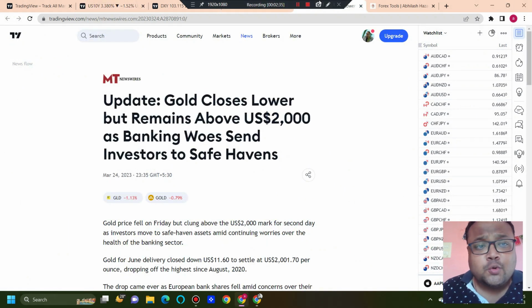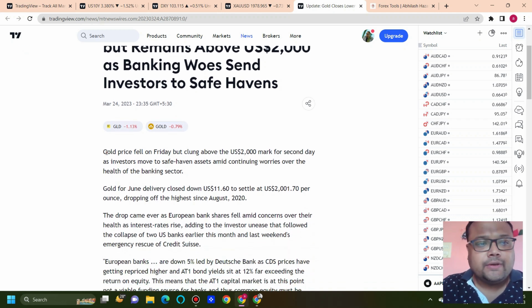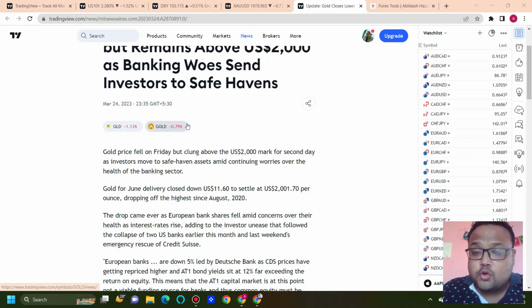Gold closes lower but remains above US $2,000 as banking woes send investors to safe haven. You can see gold price fell on Friday but clung above the $2,000 mark for a second day as investors moved to safe haven assets amid continuing worries over the health of the banking sector. So the overall sentiment on gold is still up.